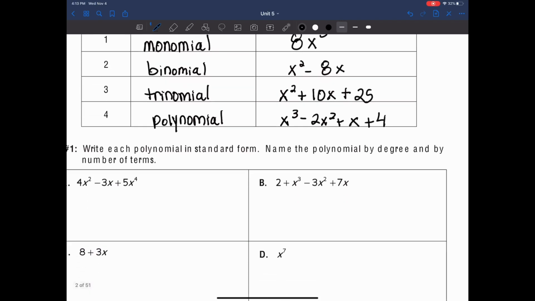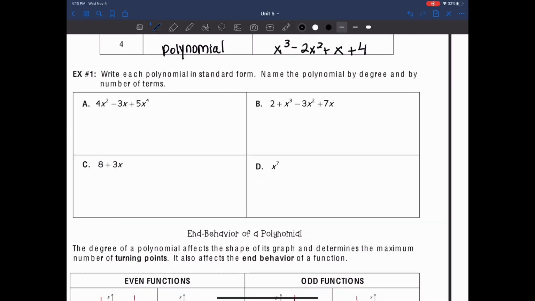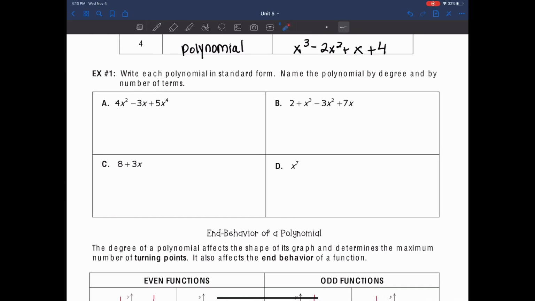Let's go down to the first example of what we're going to have today. So the first type of example we're talking about is example number 1. We are going to write each polynomial in standard form. Remember, we said standard form is when you have the highest exponent first, and then you go down in number order. Then we're going to name the polynomial by degree and number of terms.